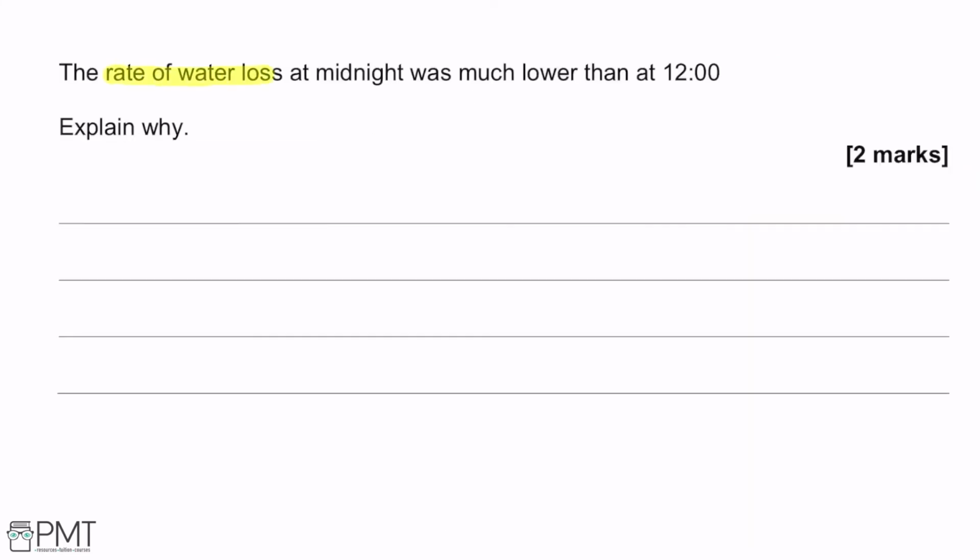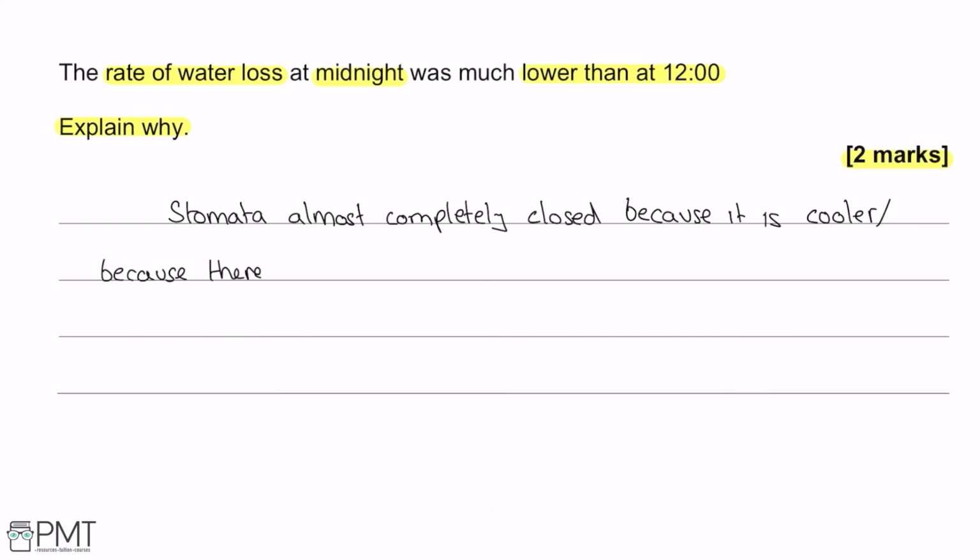The rate of water loss at midnight was much lower than at 12 o'clock. Explain why, and this question is worth 2 marks. The answer is that at midnight the stomata are almost completely closed because it is much cooler or because there is less light.